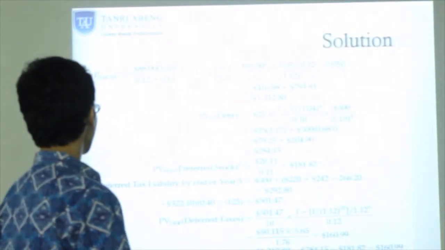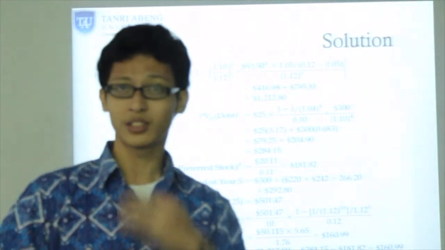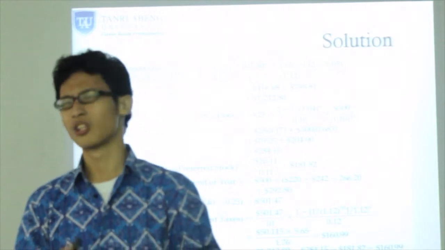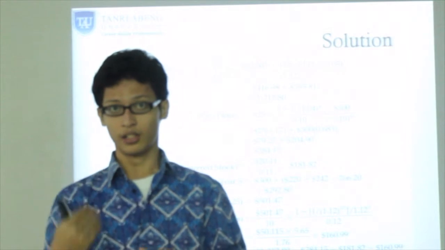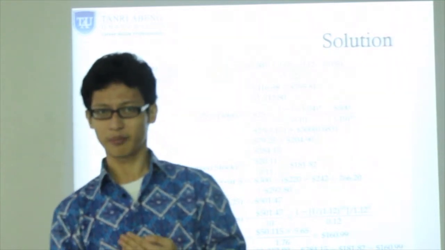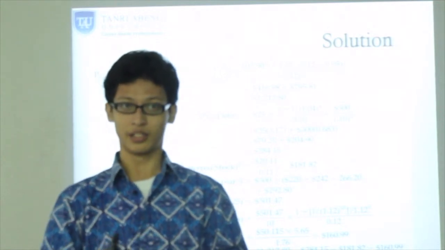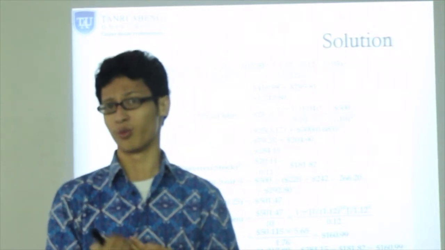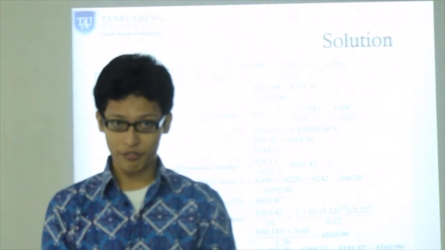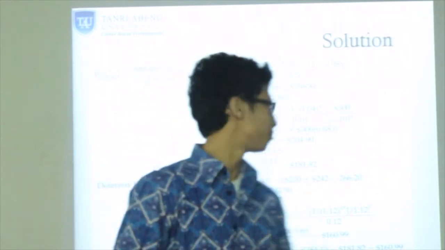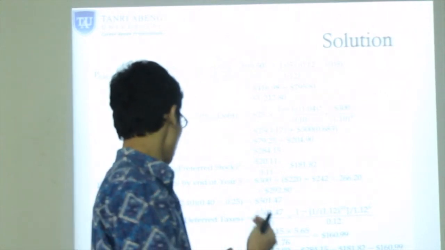This is the PV FCFF. The result from the formula is 1,212.80, and the PV of debt is 284.15, and the PV of preferred stock is 181.82, and the deferred tax liability by end of year 5 is 501.47, and the PV of deferred tax is 160.99, and the PV FCFE is 585.84.